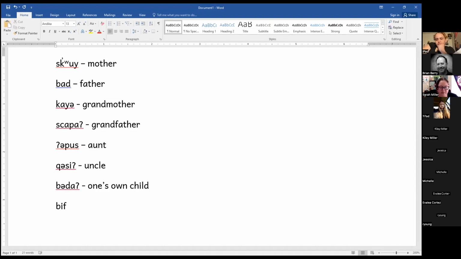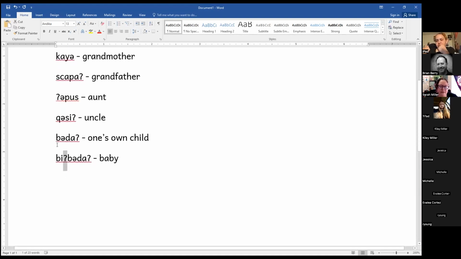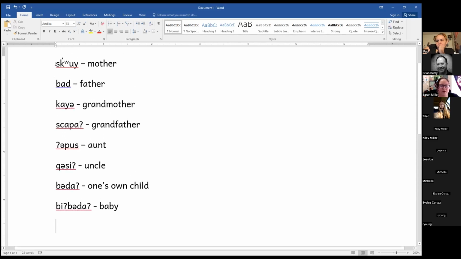So then we have beat bada, which is baby. Beat bada. Notice the glottal stop right here. You're going to stop when you say it, beat, and then you're going to say the rest of it, bada. But you're going to stop at the end like that. Remember, glottal stops are abrupt stops. Beat bada. Beat bada. So let's go through what we have. Skoy, bod, kaya, tsapa, apus, qsi, bada, beat bada.